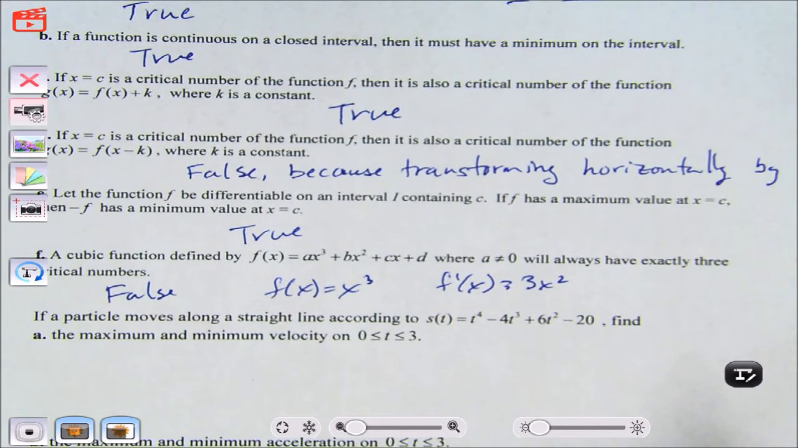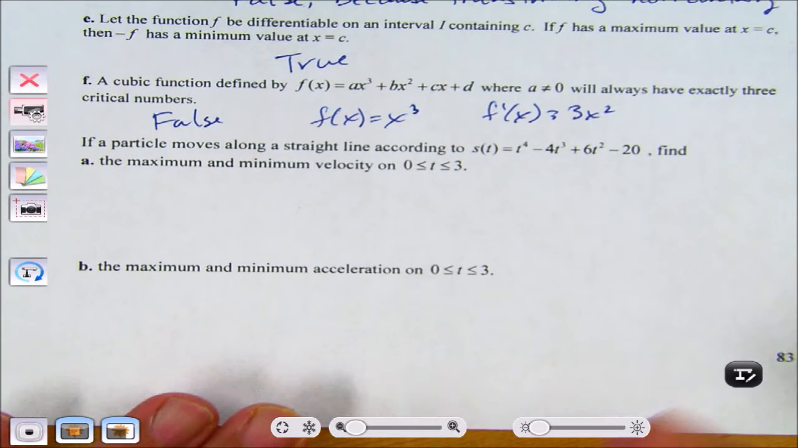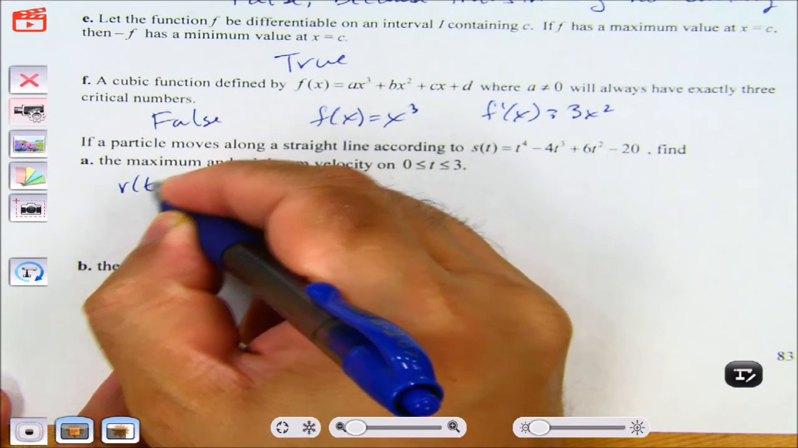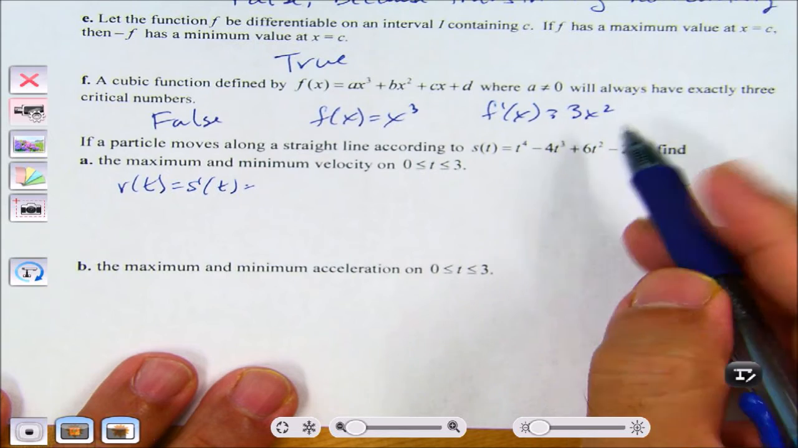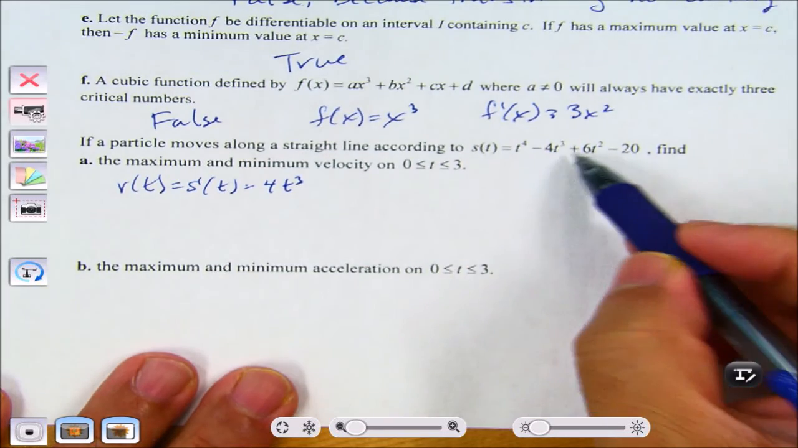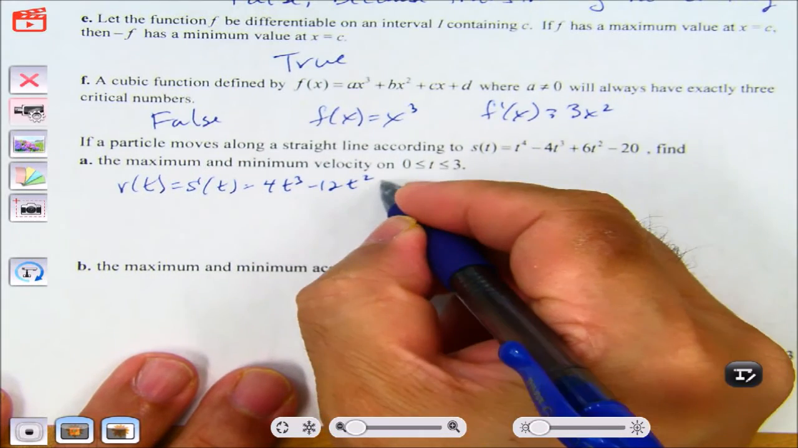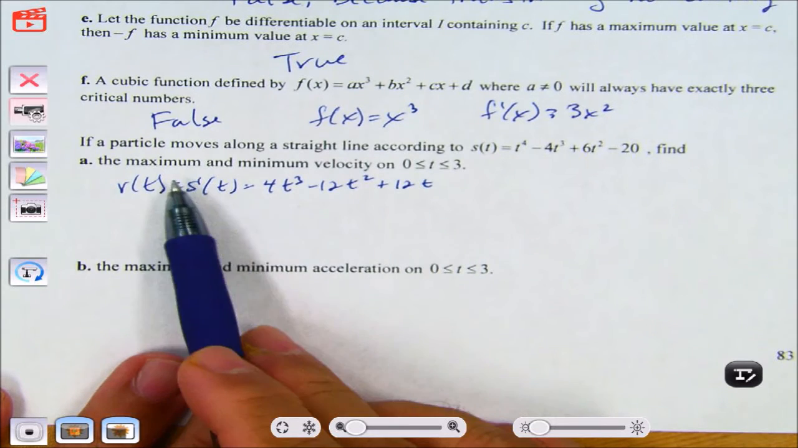A particle moves along a straight line according to this function. Find the maximum and minimum velocity. So first let's find the velocity. Velocity is s prime of t, so that's the first derivative. That's going to be 4t cubed minus 12t squared plus 12t plus 0. Now we want the maximum and minimum velocity.